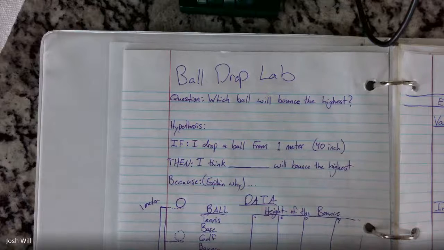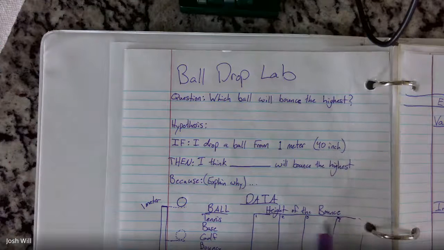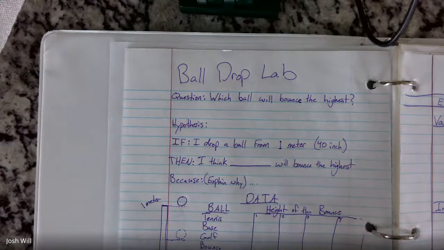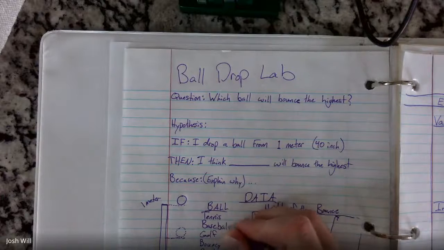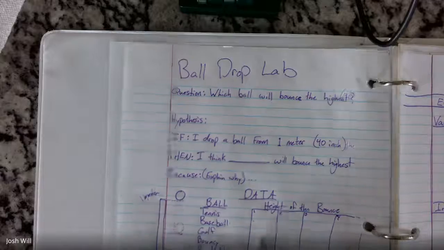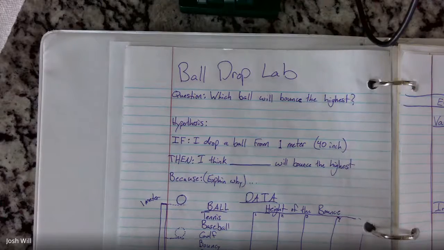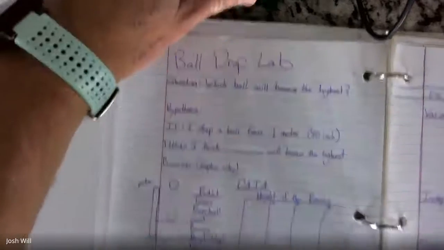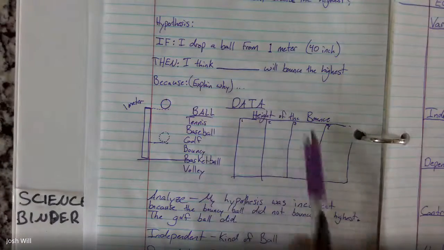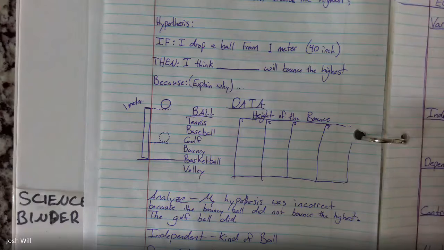We have what we're going to test it as, like our lab setup, and then here's our data. So if I drop the tennis ball, I would drop it 4 different times and record the heights every single time from the bottom of the bounce. And then I would do baseball, or a golf ball, or a bouncy ball, and a basketball, or a volleyball. So then we would have all of our data down here somewhere.